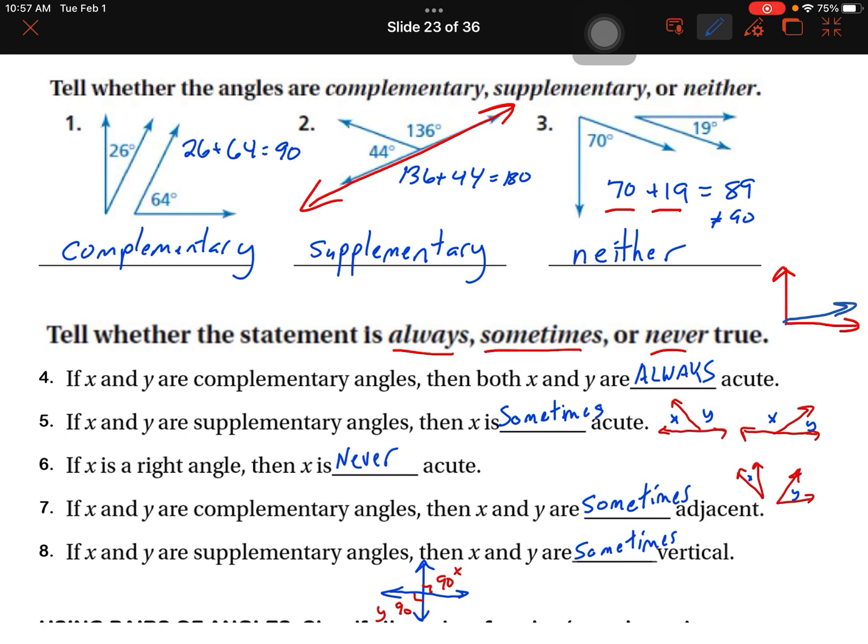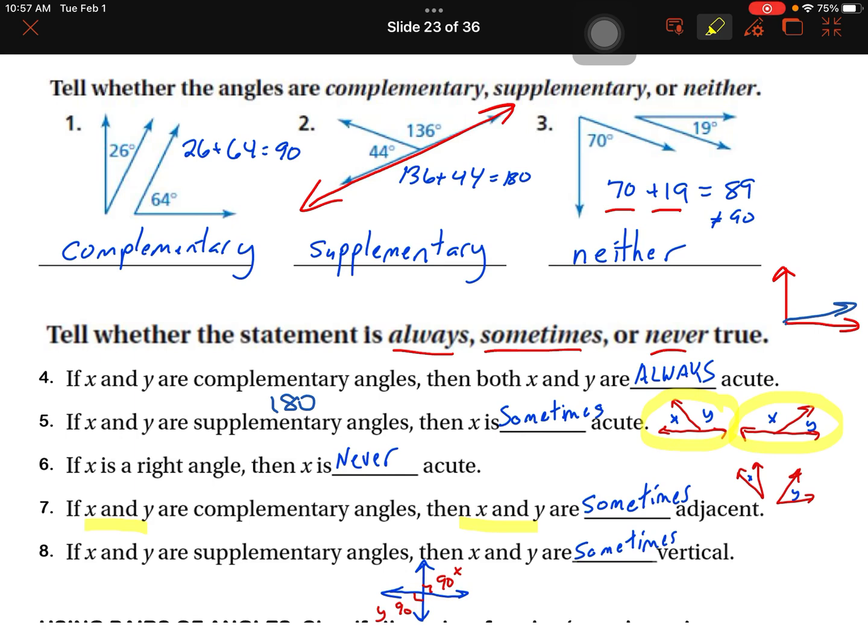If x and y are supplementary, that means they add up to 180, then x is sometimes acute. So if you look over here to my examples that I sketched for you, that would be an example where x is acute. The second one, x would be obtuse, and therefore it would be sometimes. All right. If x is a right angle, then x is never acute because if you're a right angle, you're exactly 90, and to be acute, you have to be less than 90. If x and y are complementary angles, then x and y are sometimes adjacent.